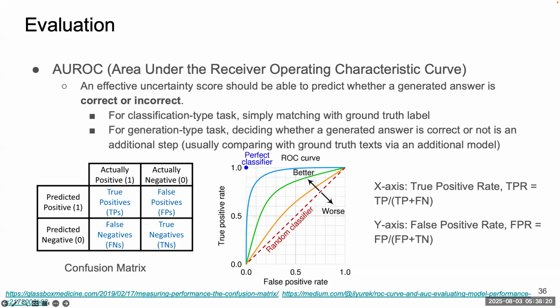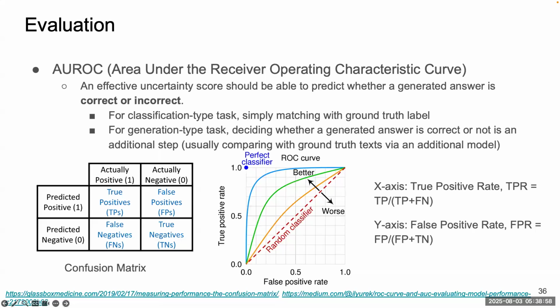And then for the generation task, we need to decide whether a generated answer is correct or not with an additional step, which is comparing the semantic meanings between your generated answer and the golden answer. So with that golden answer, you can decide whether the generated answer is correct or incorrect. And with this correctness, you can calculate the true positive rate and false positive rate and get this AUROC curve, right?